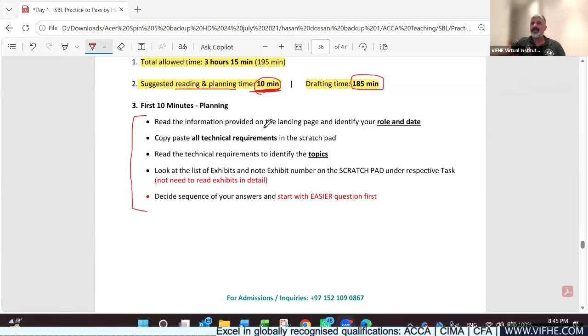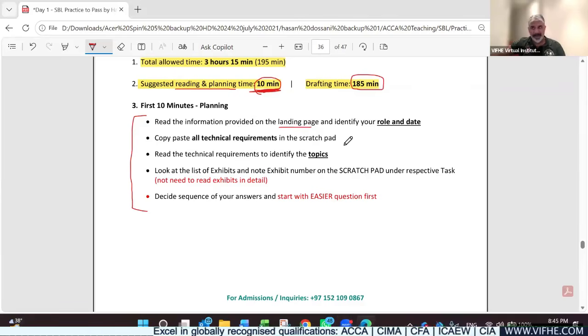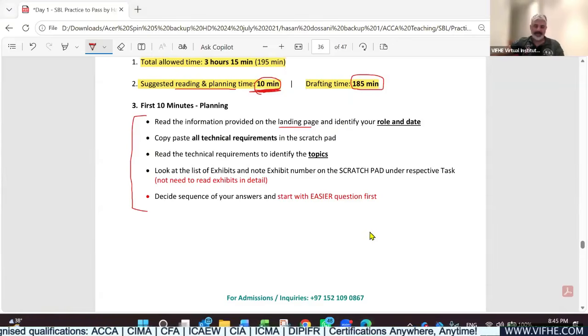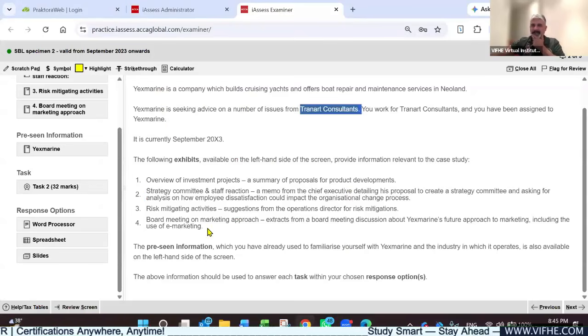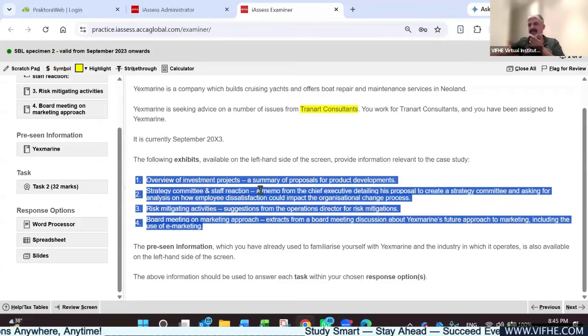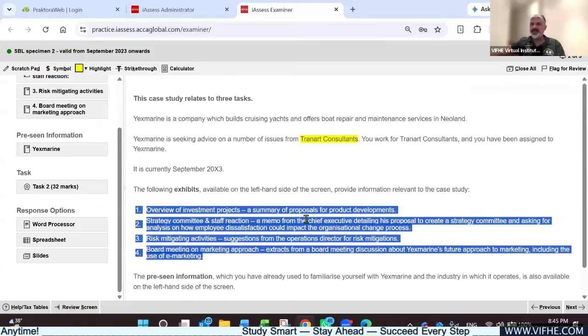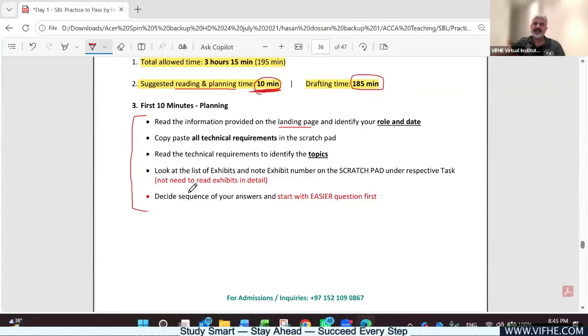Read the information provided on the landing page and identify your role and date. Is this clear, guys? For example, in our case, this is the landing page, right? So you will read this, we will look at our role, we will look at the date, how many exhibits are there? There are 4 exhibits. Done. How much time will it take you to read the landing page, guys?